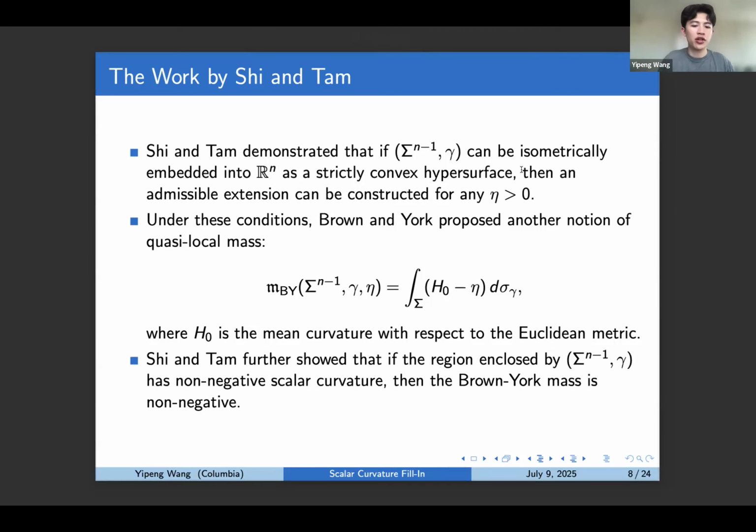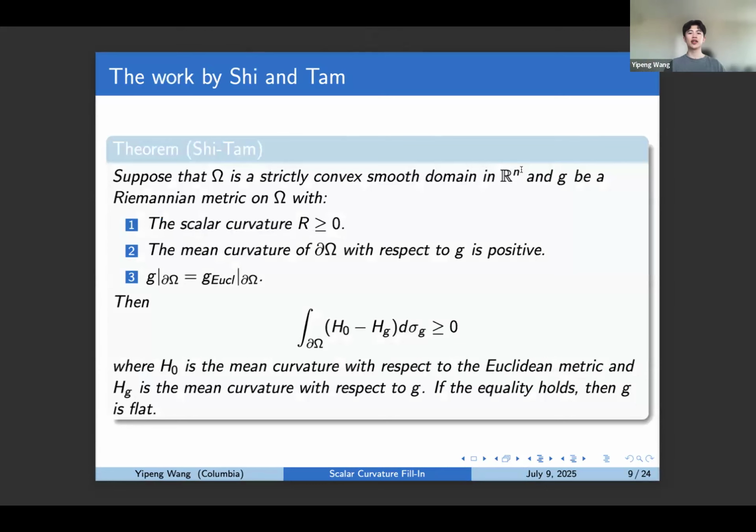Then the work of Shi and Tam also showed that if the region you are enclosing by the boundary has non-negative scalar curvature, then the Brown-York mass is actually non-negative. Let me state the result in this form. You start with a strictly convex smooth domain in R^n, and then you consider an arbitrary Riemannian metric G. G is not necessarily the Euclidean metric, but it has non-negative scalar curvature inside, the mean curvature with respect to G at the boundary is positive, and the restriction of your metric to the boundary agrees with the Euclidean metric.